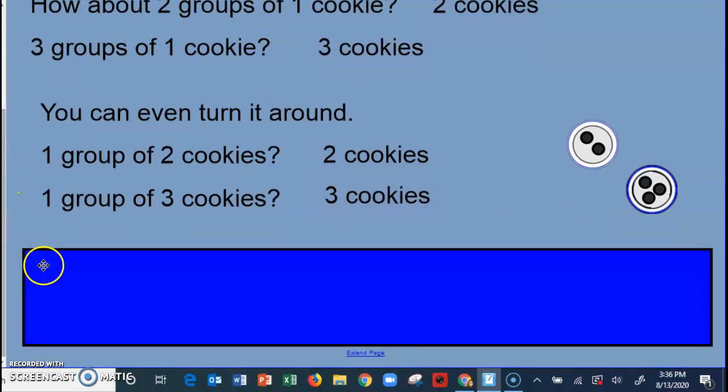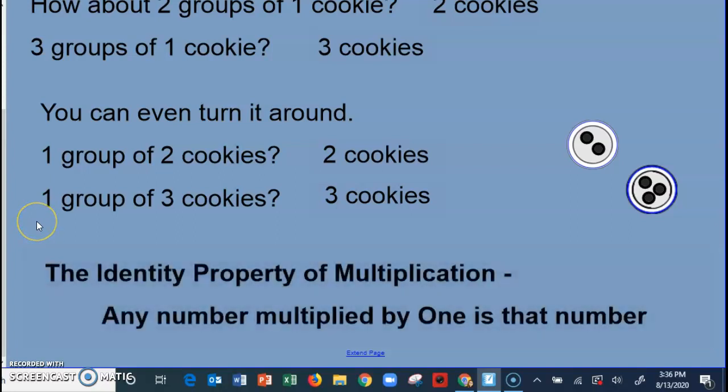This brings us to our second rule of multiplication, and that is the identity property of multiplication. Any number multiplied by 1 is that number. So if I say 5 times 1, it's still going to equal 5. If I say 50 times 1, it's going to equal 50. You're feeling smart, aren't you?